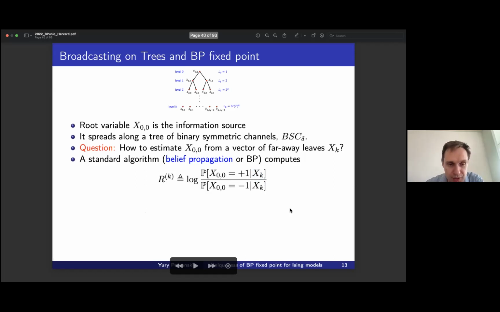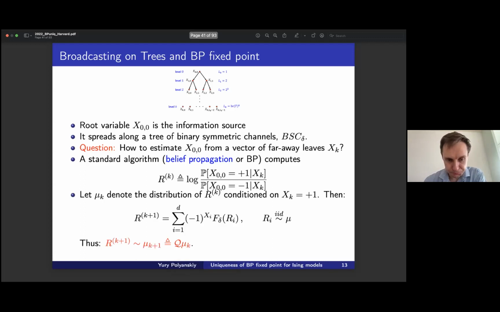I forgot to say that belief propagation is just a simple, iterative recursion upward. You start with messages here which are plus or minus infinity, because here you know exactly what each spin is, and then you iteratively compute the posterior log likelihood ratio for parent nodes, and you propagate it like this. So it's a very fast and very efficient algorithm.